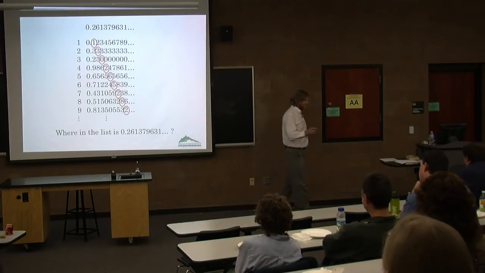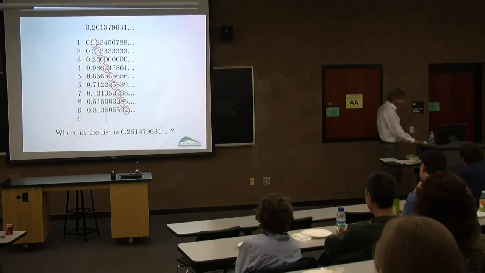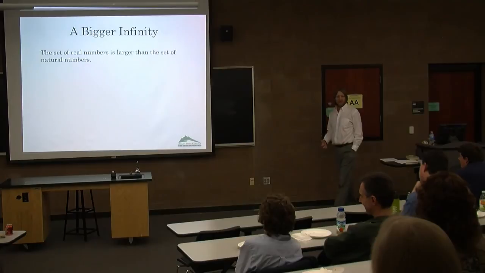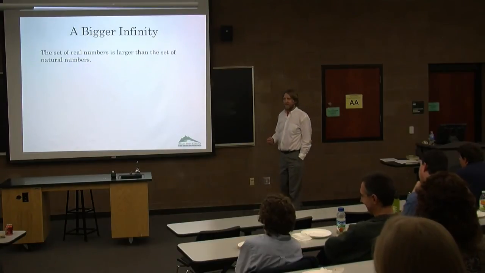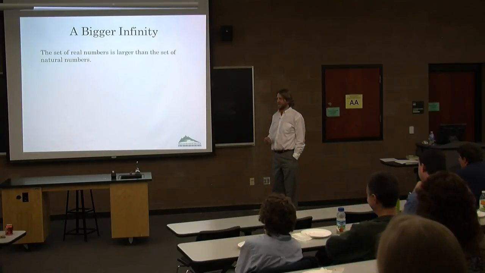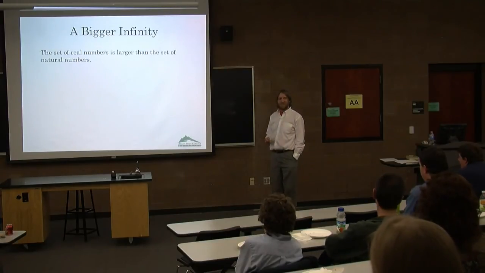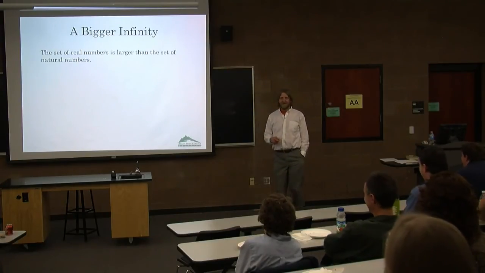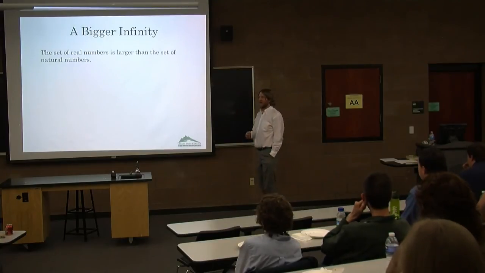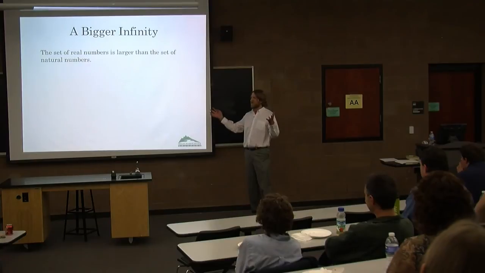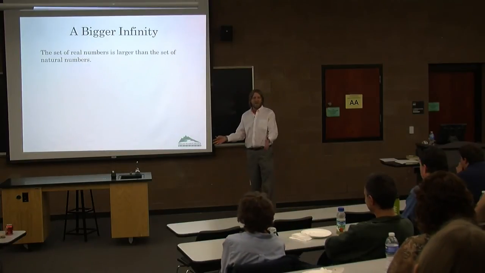So that tells us the set of real numbers is actually bigger. It's a bigger infinity. It's an infinity that's, for lack of better terms, more infinite than the others. And it's not just bigger. I mean, this is a completely different kind of infinity. This is so huge. This set is so big, you can't even list them all.